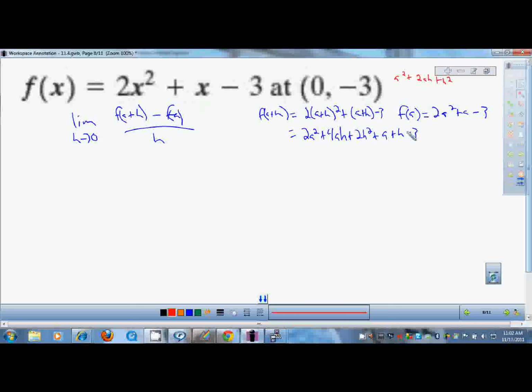The 4 came from multiplying 2 by 2a. 2 times 2a was 4a.